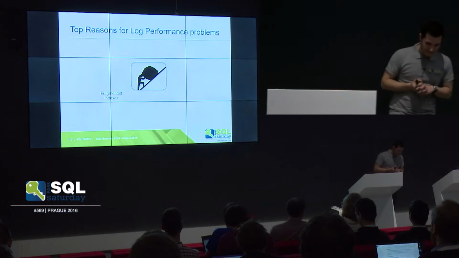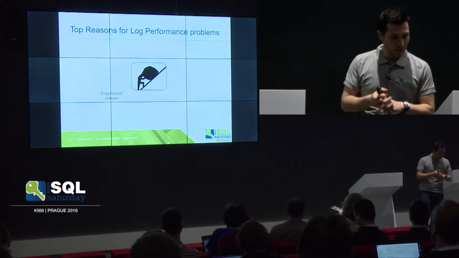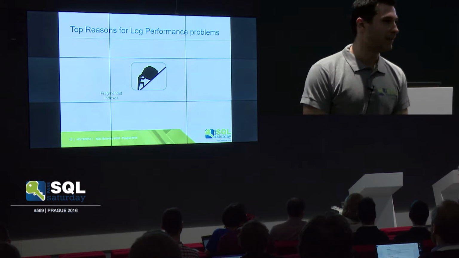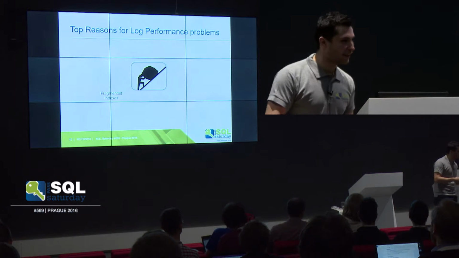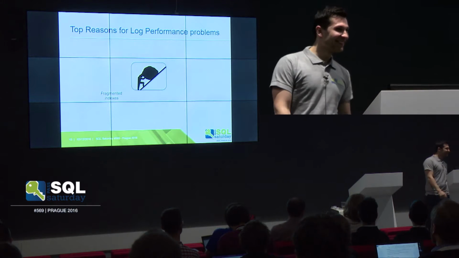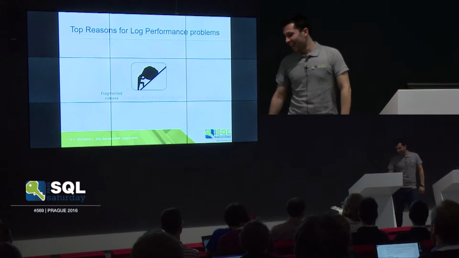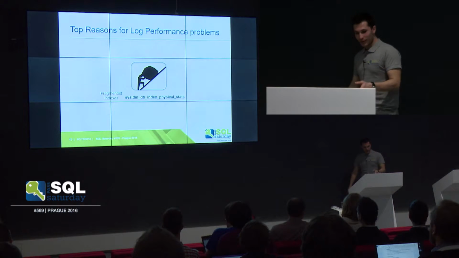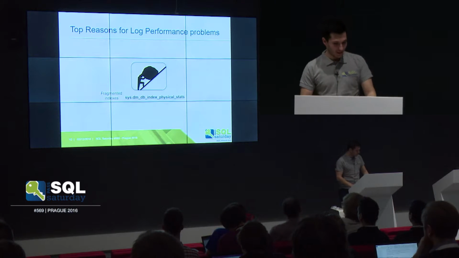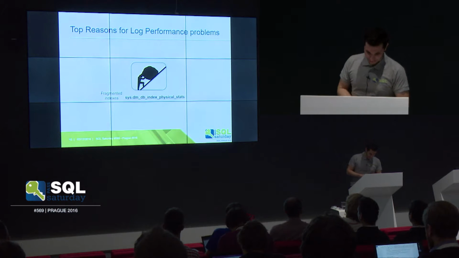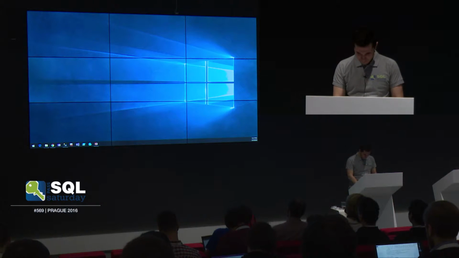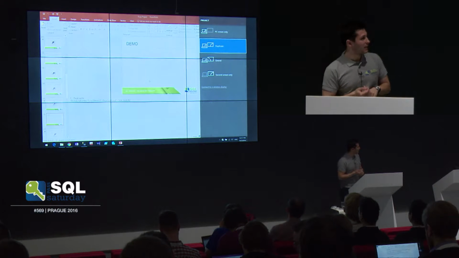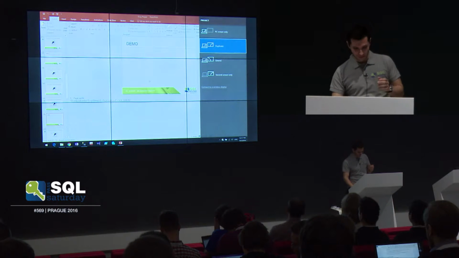Do you know the DMF that we can use to see which indexes are fragmented? It's very similar to the usage stats one, but with a slight difference. Physical stats. Okay, physical stats. You can use this function to see which indexes are fragmented. Okay, let me show you one demo now, to see the effect of page splits on the transaction log.